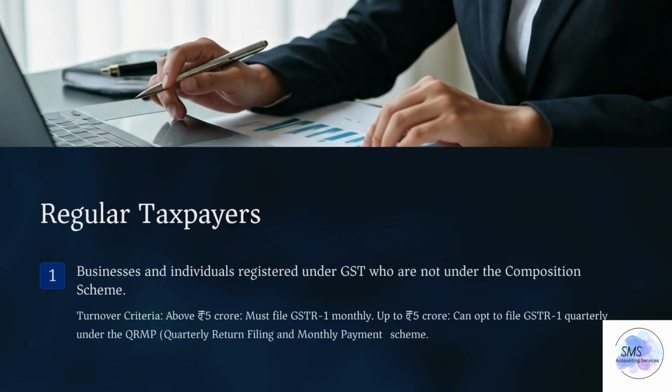Regular taxpayers: businesses and individuals registered under GST who are not under the composition scheme. Turnover criteria: above 5 crore rupees, must file GSTR1 monthly. Up to 5 crore rupees, can opt to file GSTR1 quarterly under the QRMP scheme.